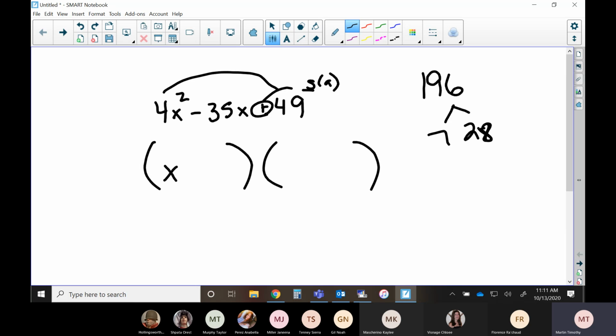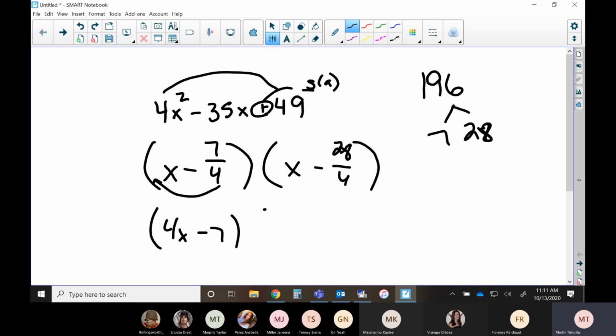So I put x minus 7, 28. Divide by 4, divide by 4. This does not simplify. So I pull that forward and it becomes 4x minus 7. This one does simplify, x minus 7.